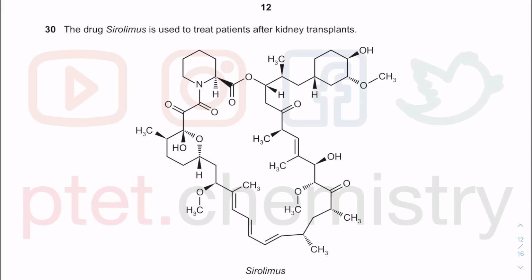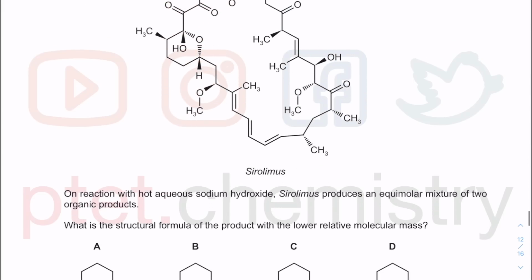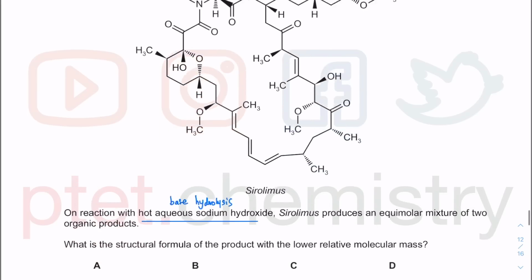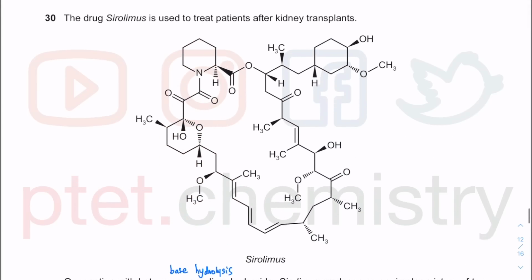Sirolimus is used to treat patients after kidney transplants. Not that that's important. On reaction with hot aqueous sodium hydroxide, this is going to be a base hydrolysis. So it's basic conditions, but it's base hydrolysis. That is because what do we have? Do we have esters, nitriles, or amides?